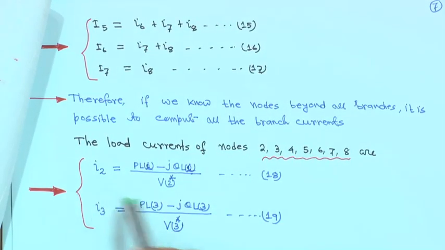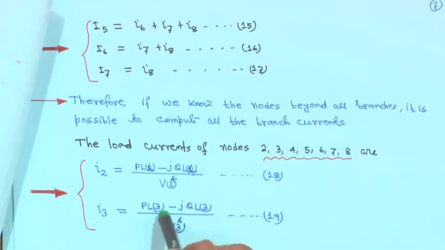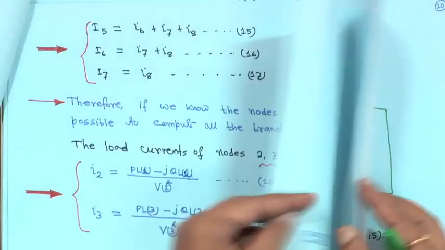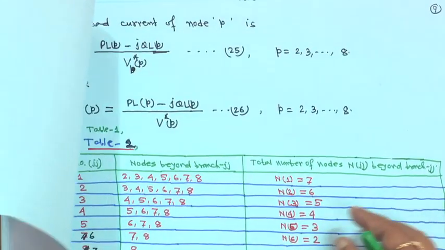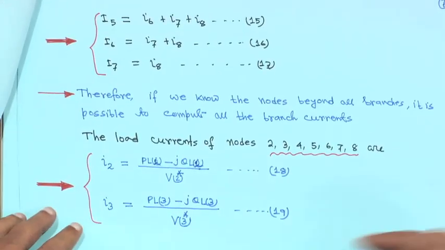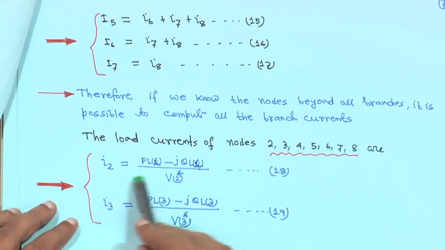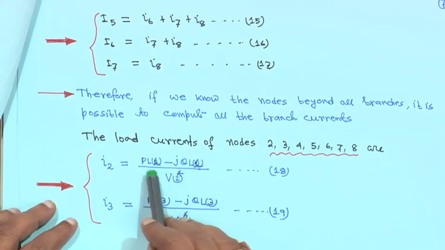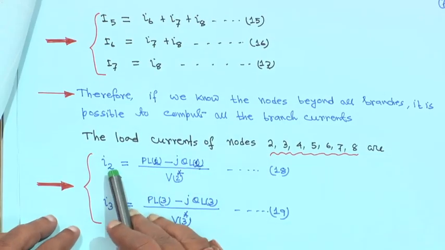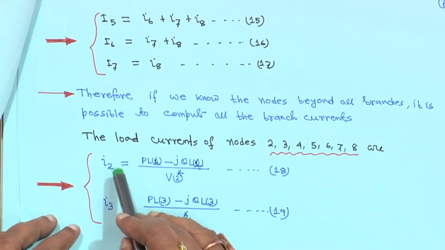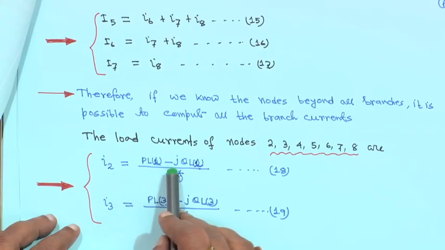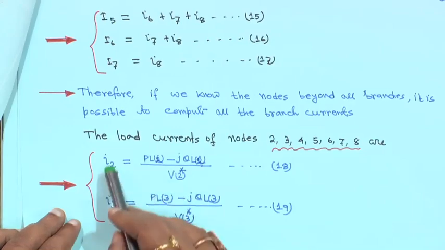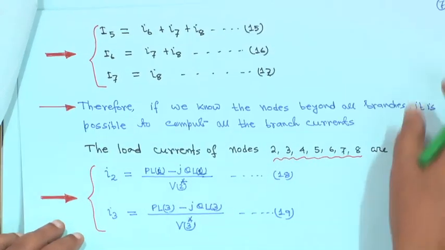Here I have not put it in brackets, but later I have made it so, right. Later I have generalized it. I2 is equal to PL2 and QL2; the suffix 2 and the bracket 2 are all the same, but here I did not put them in brackets. Later I have generalized, and at that time I put them in brackets. So, I2 is equal to PL2 minus JQL2 upon V2 conjugate. Voltage also I am putting in brackets, right. If you want, you can put it in brackets, no problem, but I have not done it.